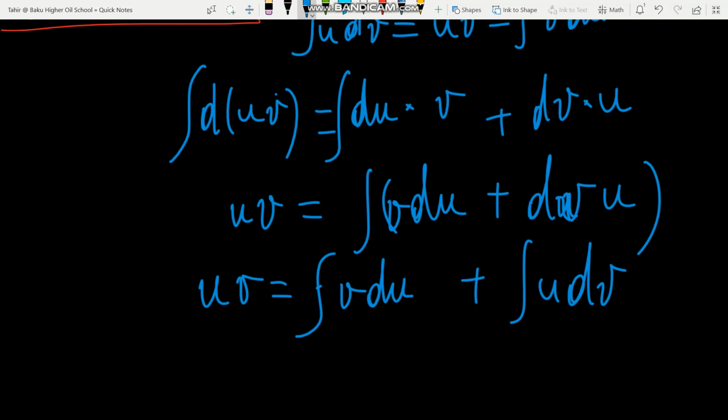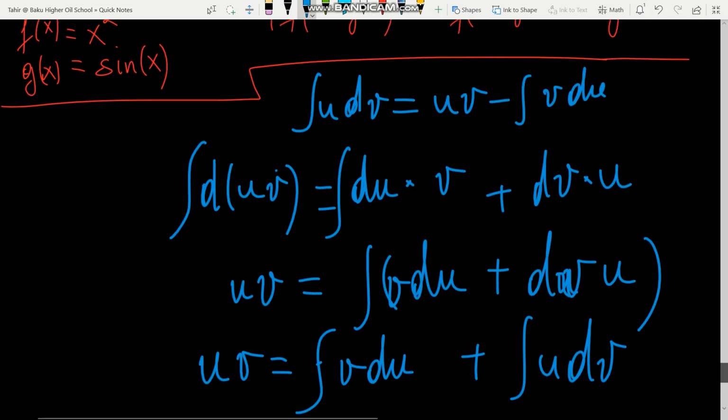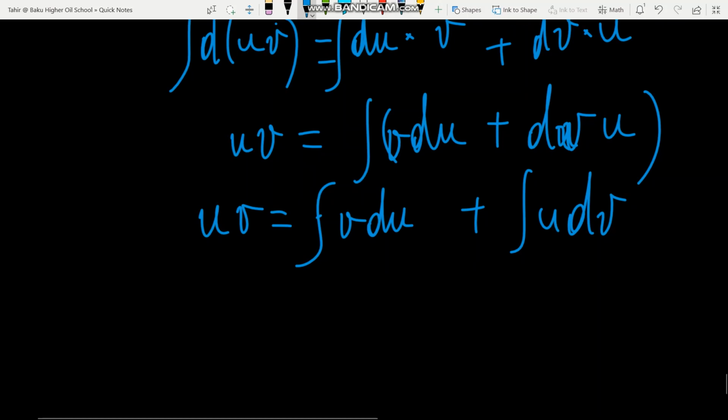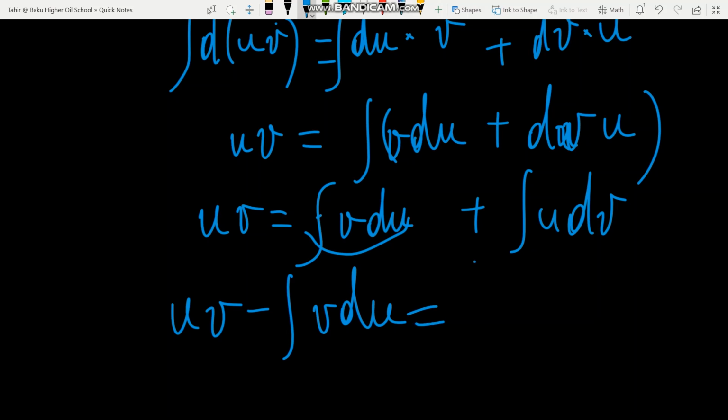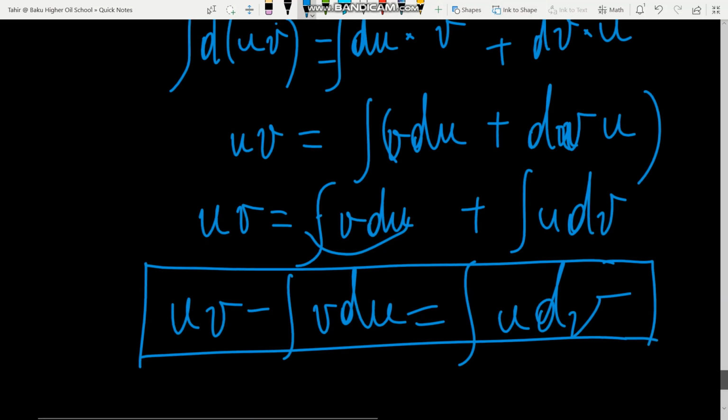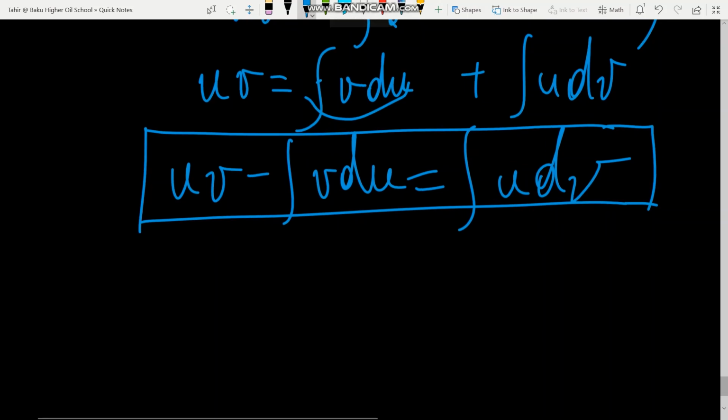And to find what we had written at the beginning of the video, to find the integration u dv, we should just move this term to the left hand side of our equation, which will be uv minus integration v du, and will be equal to integration u dv. And we proved our formula. This is the final formula that will be used when we need to take into consideration that our problem is solved using integration by parts.